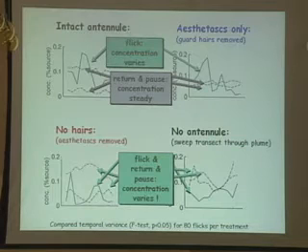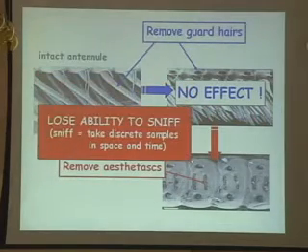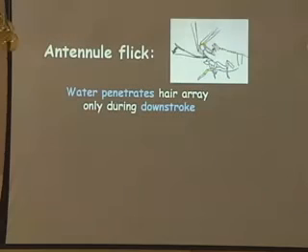And so this just corroborates what our earlier experiments told us, which is that flow and odors only move through the hair array during the flick, and it's the spacing of the aesthetascs, not the guard hairs, that is important. So if you remove those closely spaced hairs, the animals lose the ability to sniff.